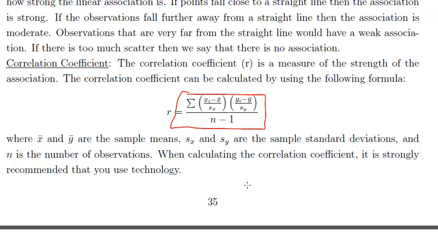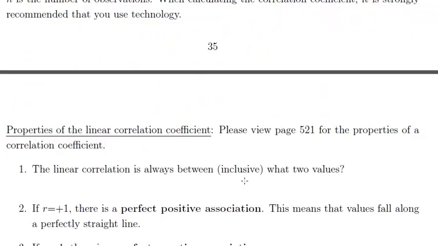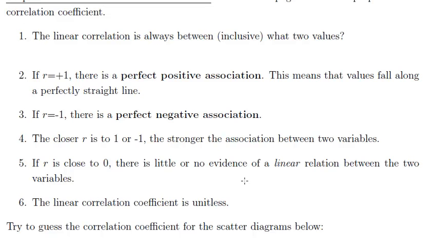But what the correlation coefficient does, it describes the strength of the linear association. And the correlation coefficient can be positive or negative. If it's positive, that means the association's positive, and if it's negative, the association's negative. And the correlation coefficient's always between -1 and +1.